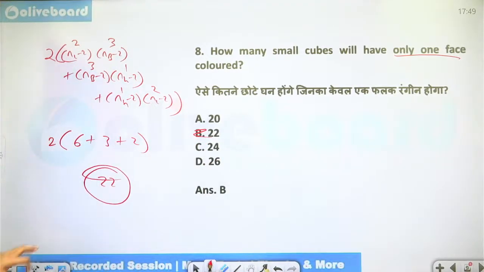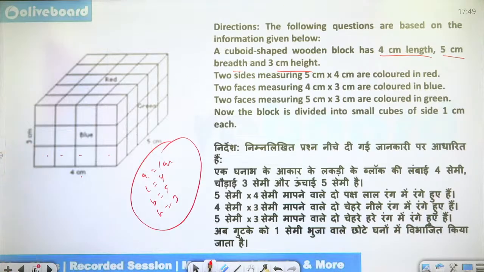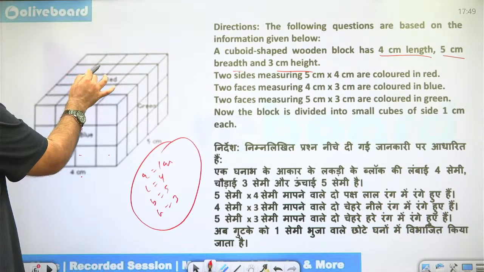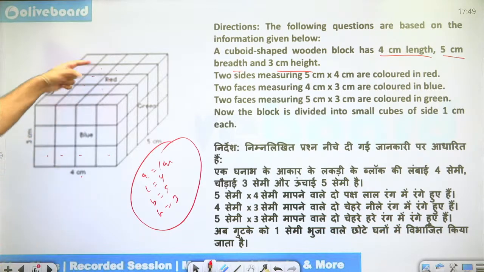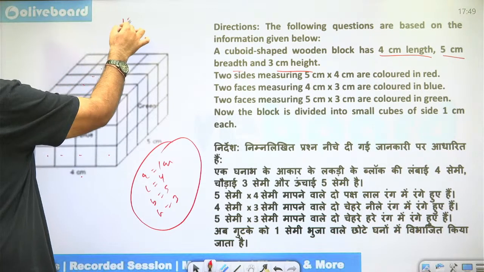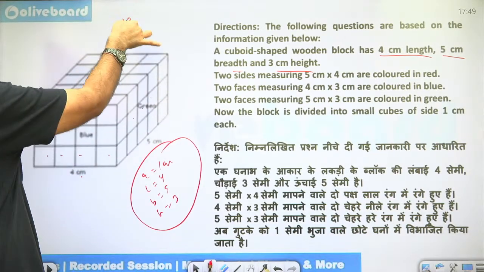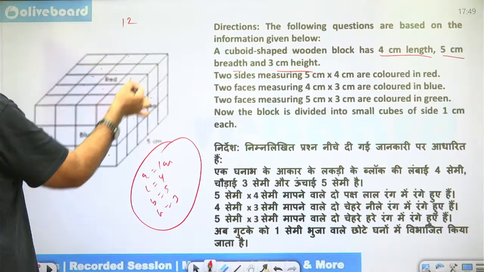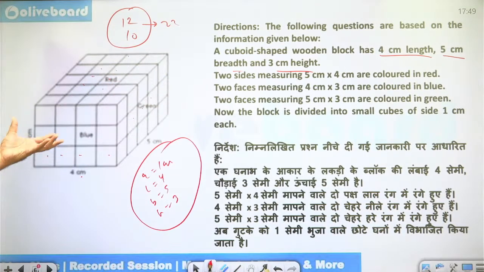And if you want to look at the figure, how many will have only one face painted? You will see 1, 2, 3, 4, 5, 6 on the top face. So 6 on the top face, 6 on the bottom face, 6 plus 6, 12. And if you look at the second layer here, 1, 2, 3, 4, 5, 6, 7, 8, 9, 10. 10 at the middle layer. So 22 in all. This is how you manually count it. But you don't have to do that because you know the formula.